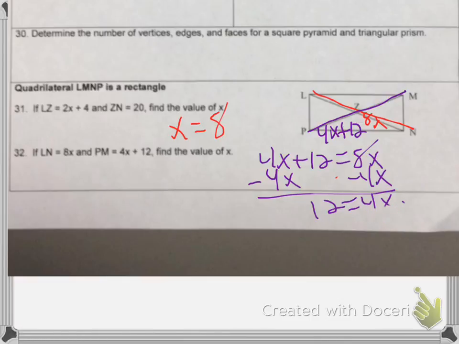Okay, let me redo that. 12 equals 4x. Divide both sides by 4, and you get x equals 3 for that one. All right, so that's it on the problems. Hopefully this helps you out for your final exam.